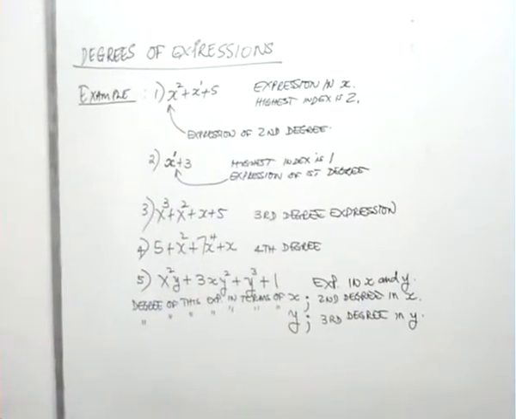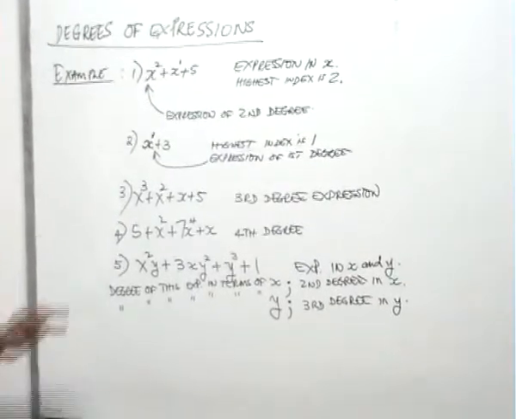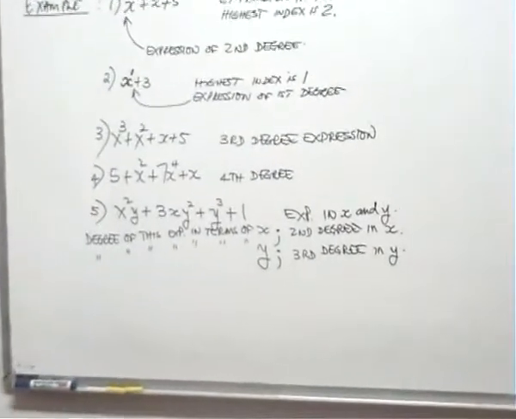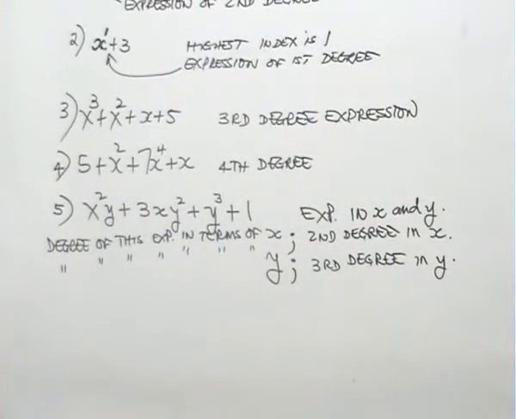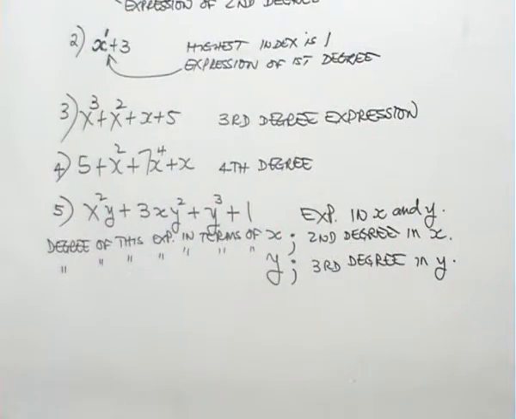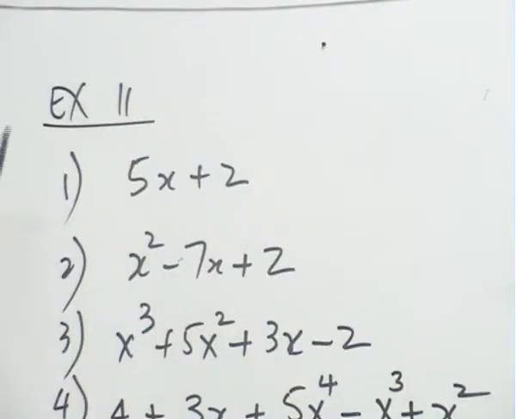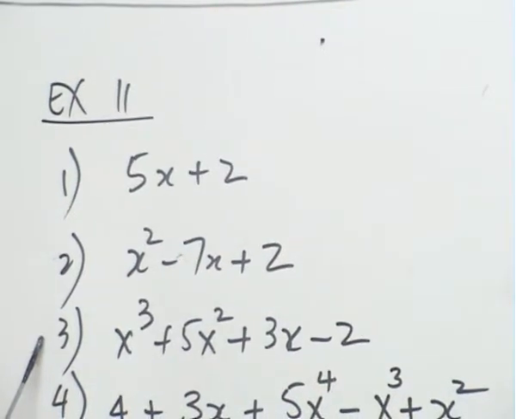So we must be able to do some examples like this. So I'll create a little exercise for you now, and you will merely have to say whether it's first degree, second degree, third degree, fourth degree, etc. Alright, so let's get an exercise ready for you. Alright, so here is exercise 11. In each case, tell us what is the degree of the expression. Number 1, 5x plus 2. Number 2, x squared minus 7x plus 2. Number 3, x cubed plus 5x squared plus 3x minus 2.